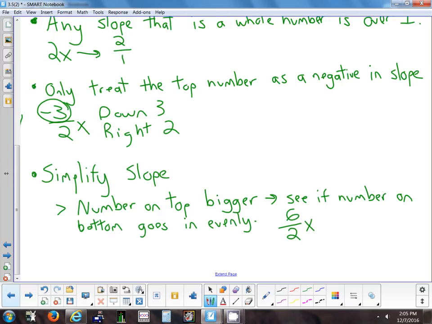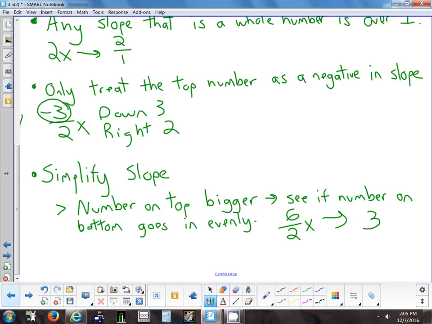Does anybody know? If it's 6 over 2, does anyone know what that would simplify to? 3, right? Because 2, the smaller number, goes into 6, the bigger number, 3 times. So our slope would now be 3. And like we talked about earlier, it's a whole number, so we're going to make sure that we know it's over 1. If you have to write and finish off the fraction, write over 1 to remind yourself, that's fine. If you know that it's over 1, you can just graph it that way, that's fine too.